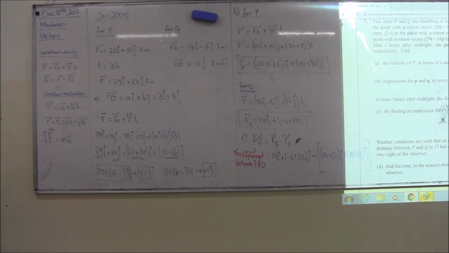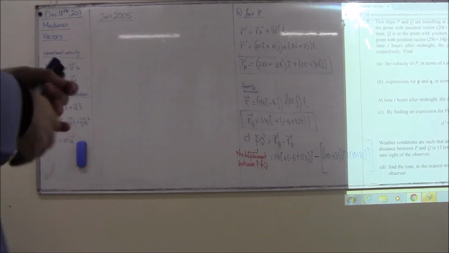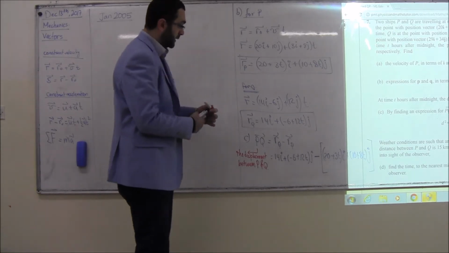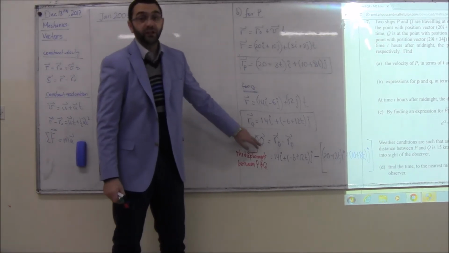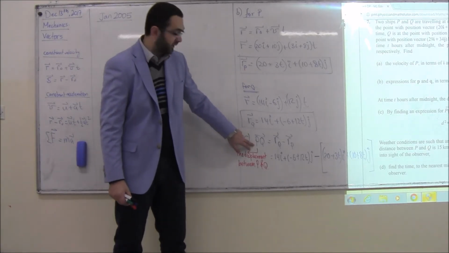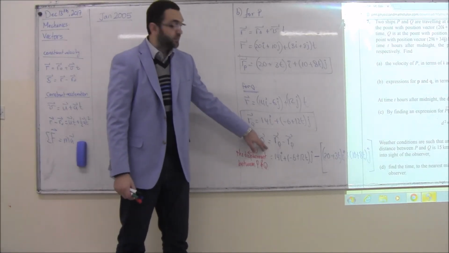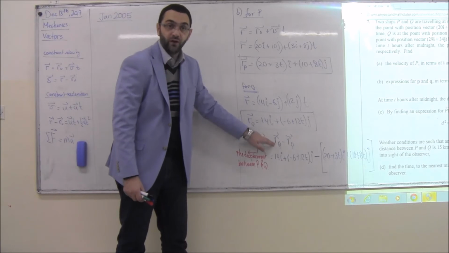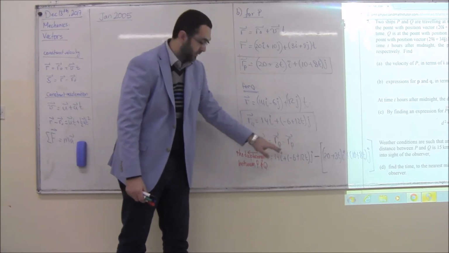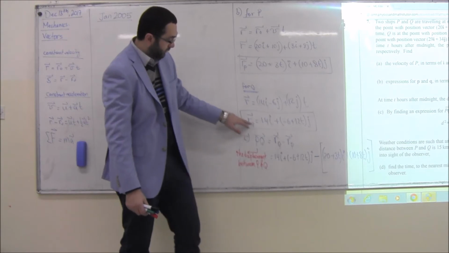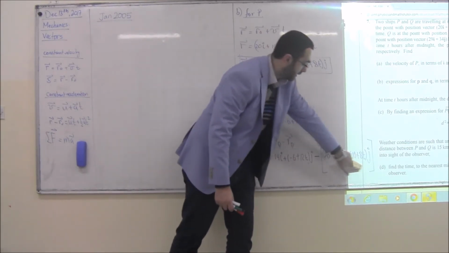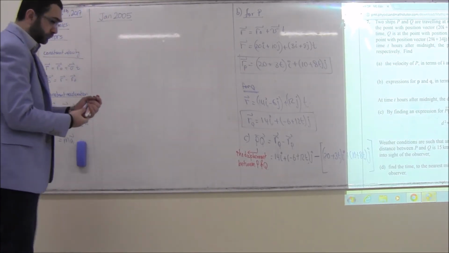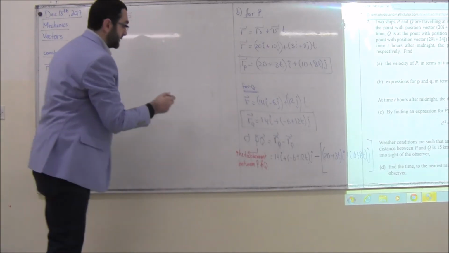Copy this quickly please. Pay attention. Again, for part C, we have to find PQ, the displacement between P and Q. Always a displacement, final position minus initial position: the final position RQ minus the initial position RP. Now I have to simplify this.